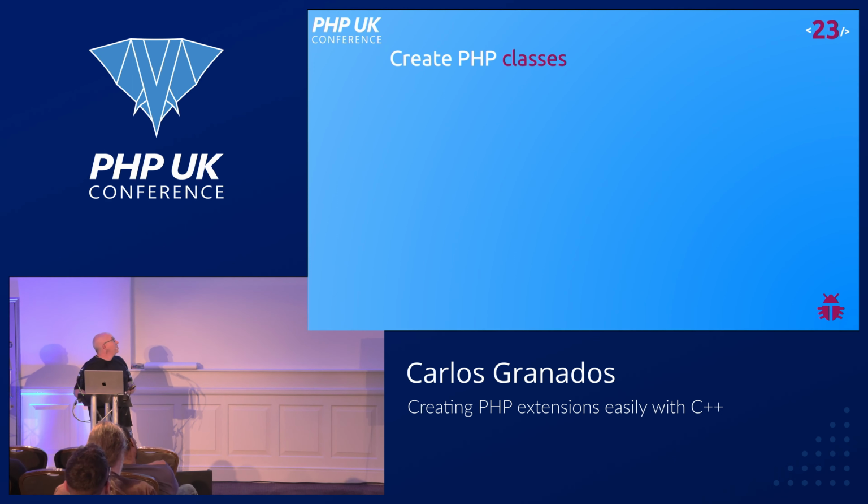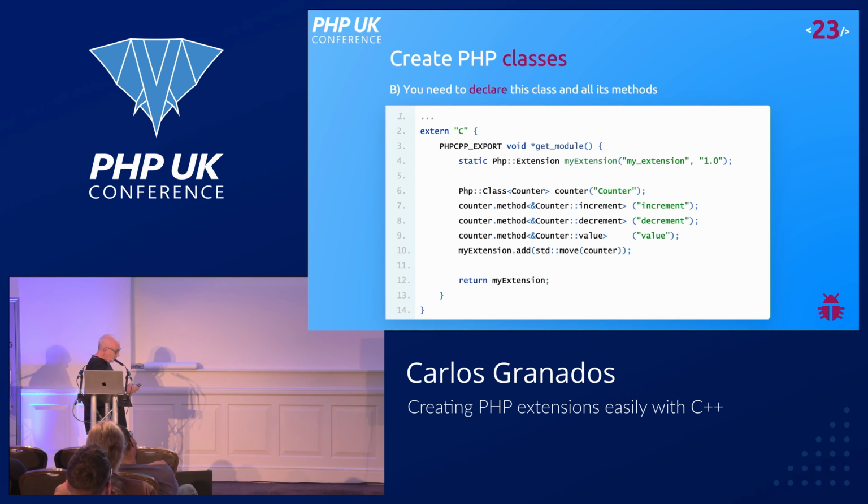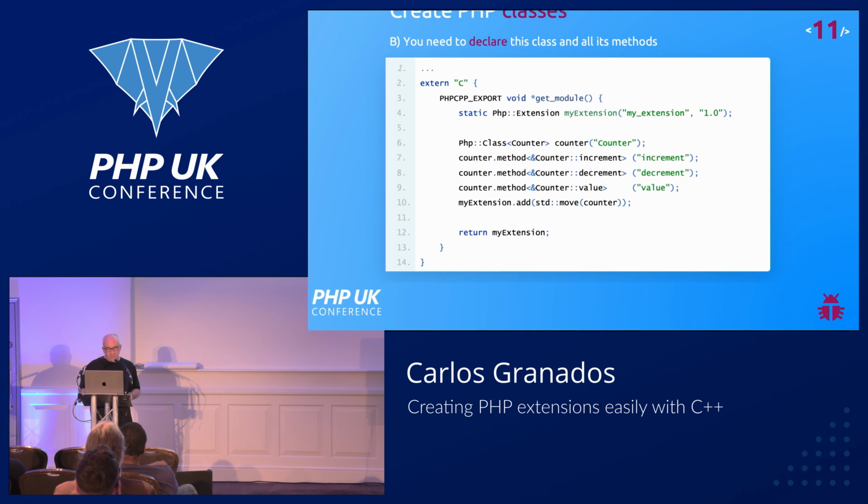And then when you declare this function in your get module, what you do is you instantiate this class, you create a counter class here, you give the name of the class in PHP, and you can add the methods that are declared on this function so that they can be seen on the PHP side of the world. Then you add this class to the extension and return it. And in that way, this class that you have created becomes available on the PHP side of the world.